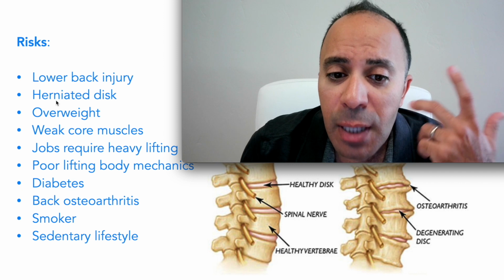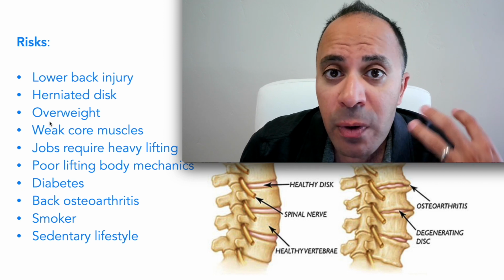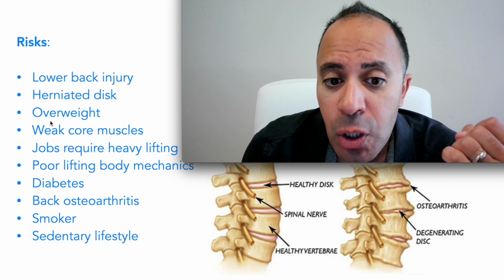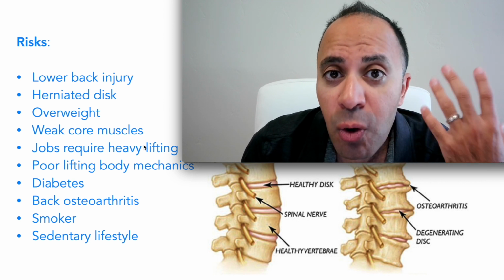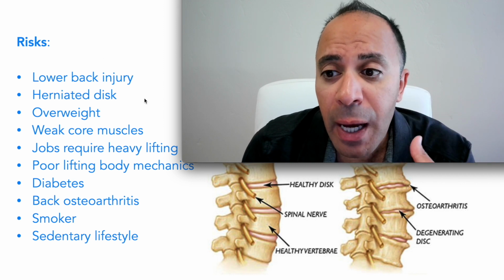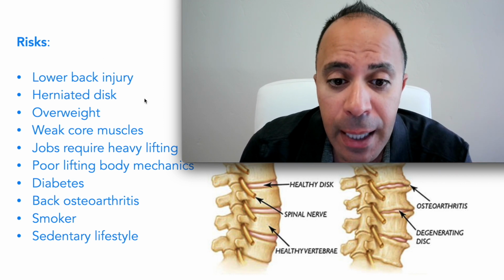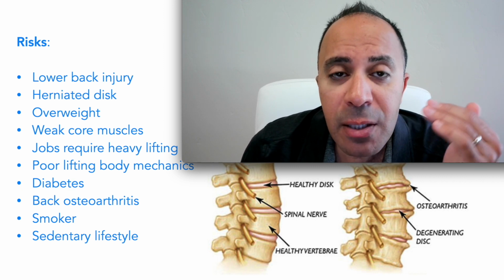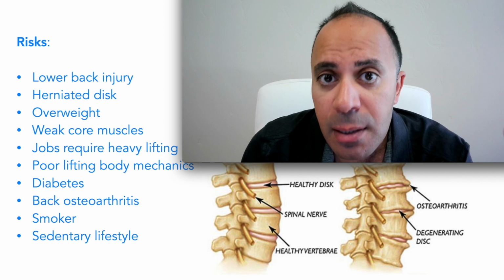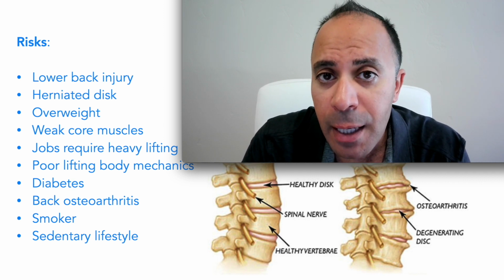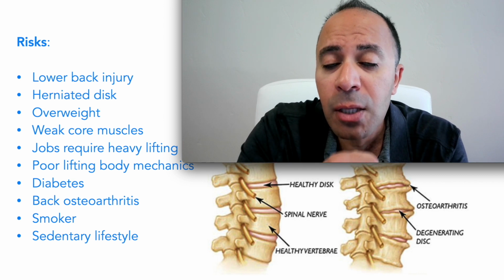The second reason is herniated disc. Overweight is a risk factor to cause more issues in the back. Weak core muscles, so we have to address a lot of these to decrease the risk factors and help to recover from the sciatic pain. The other risk factor is a job that requires heavy lifting. It's common sense. You do a lot of lifting, there's a lot of wear and tear in the muscle and wear and tear in your vertebra.